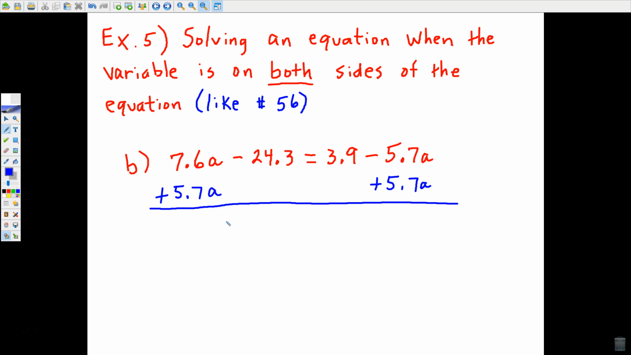Okay, and if you want to grab your calculator here, 7.6 plus 5.7, and that is 13.3a. And I'm going to bring down minus 24.3 equals 3.9, and of course this becomes 0. Okay, and we're back to the old routine. I'm going to undo subtraction with addition. So I'm going to add 24.3 to both sides. 24.3 plus 3.9 is 28.2.